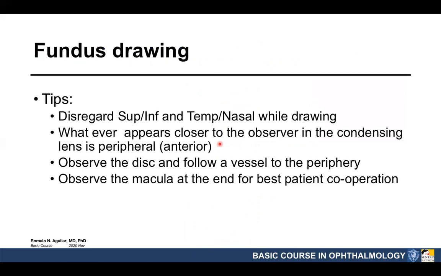Tips on fundus drawing. Again, I said disregard your superior, inferior, temporal, and nasal while drawing. Just draw what you see. Whatever appears closer to the observer in the condensing lens is more peripheral or more anterior. Observe the disc and follow the vessels to the periphery. And just like in direct ophthalmoscopy, observe the macula last because it's going to cause intense glare and the patient's eye might start moving.